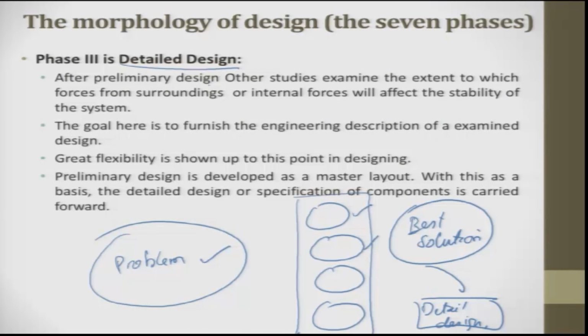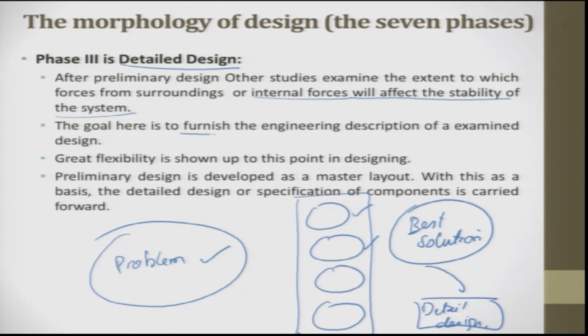After preliminary design, other studies examine the extent to which forces from surrounding or internal forces affect the stability of the system. So, now what do you do? You do a detailed design. So, you have decided there has to be a shaft, it has to be made out of some material, steel, and now what you do is, what should be the dimension of the shaft? What should be the tolerance of the shaft? Is that shaft mating with another gear? All those things we will start looking at.